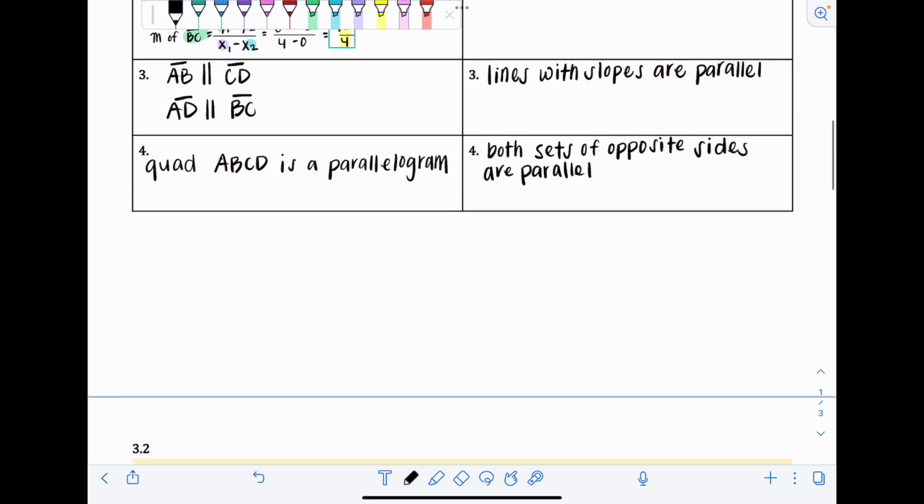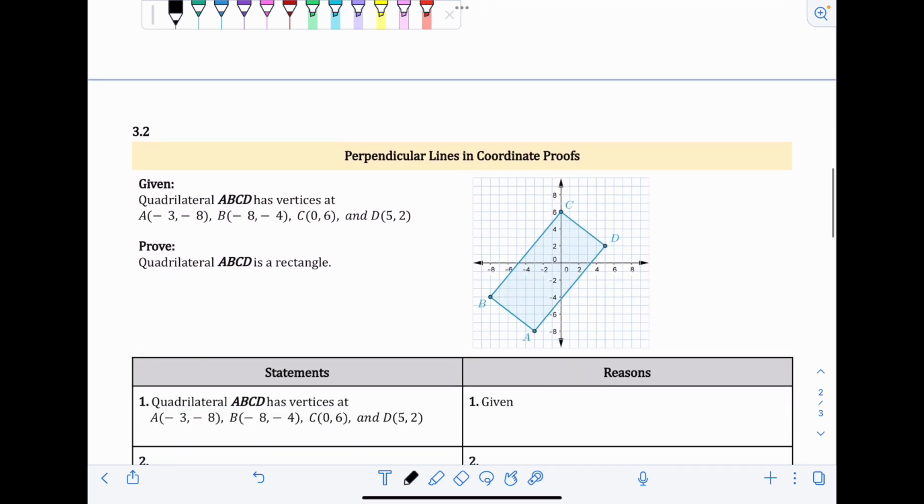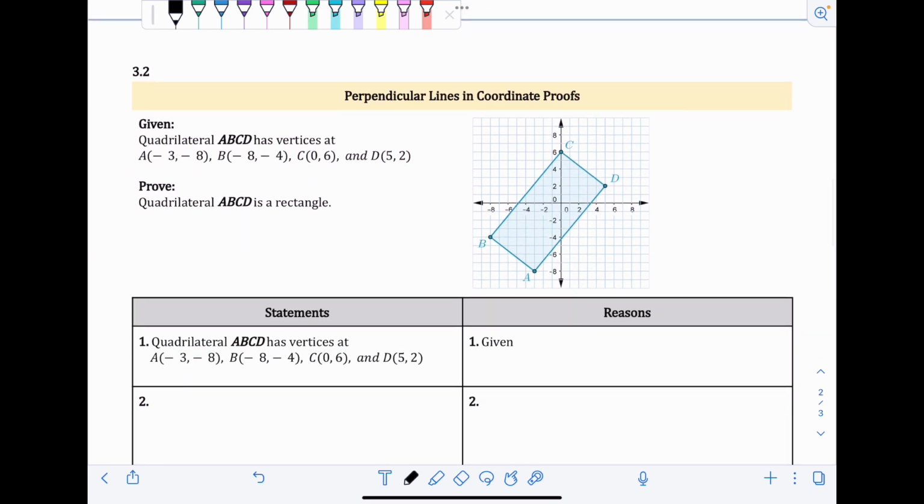Okay, so moving down to 3.2. This is using perpendicular lines to prove objects are what we hope they are. So in this one, we're given another quadrilateral. This one has vertices at the point A, which is (-3, -8), B, which is (-8, -4), C, which is (0, 6), and D, which is (2, 5). And on this one, we want to prove that quadrilateral ABCD is a rectangle.